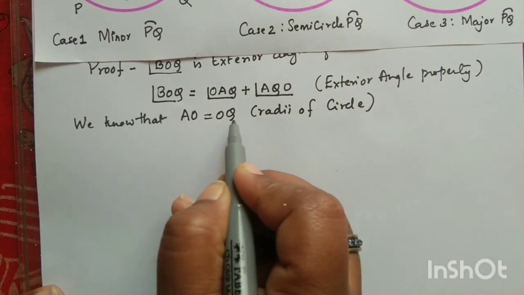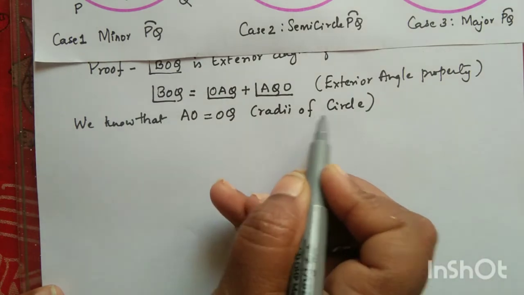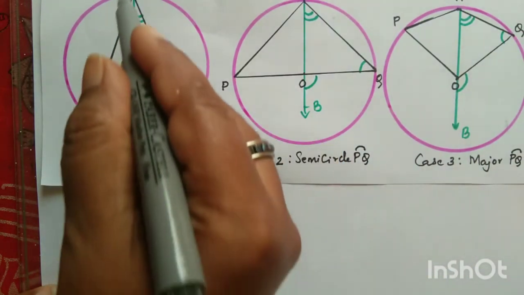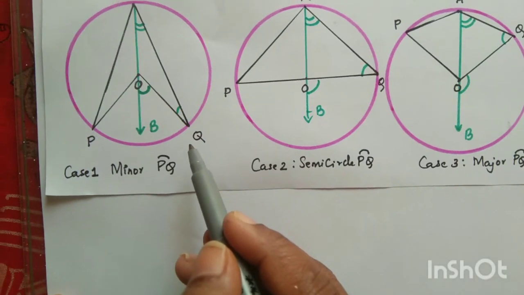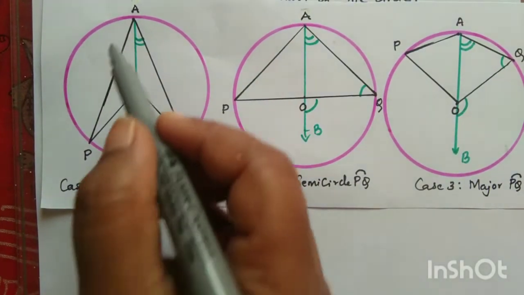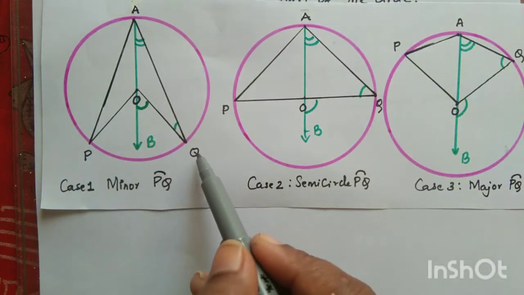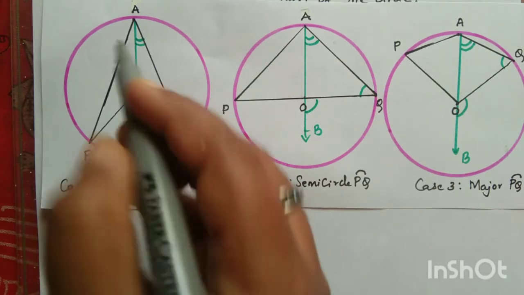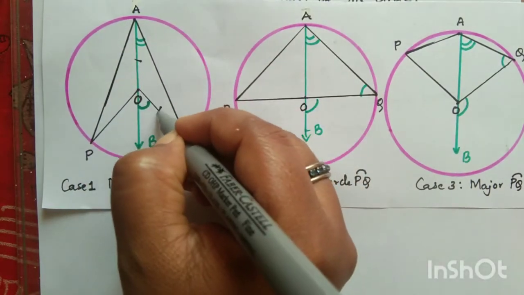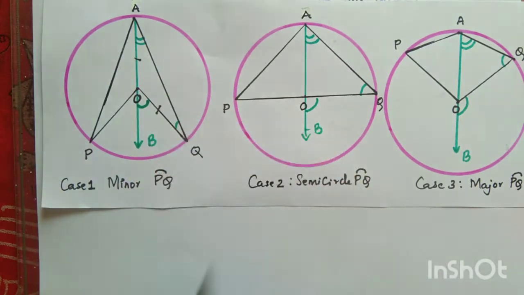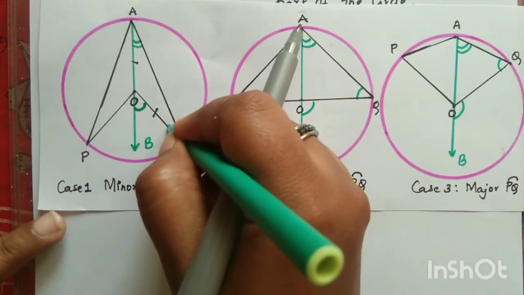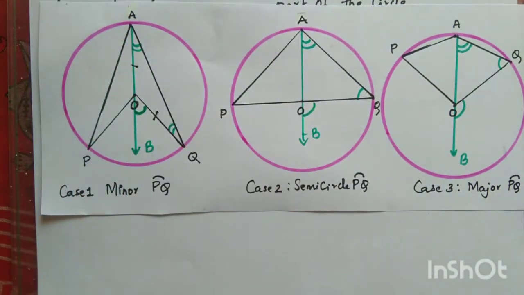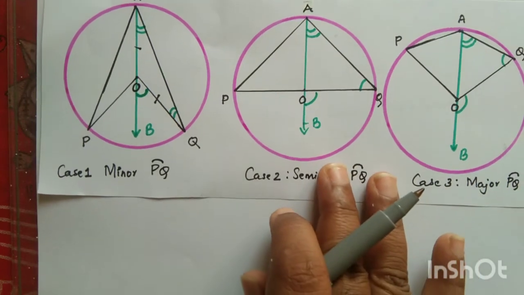AO is equal to OQ, so they are the radii of the circle. And once you show that these two, that is AO and OQ, are the radii of the circle, you can show that in triangle AOQ, since AO is equal to OQ, this becomes an isosceles triangle. And you know, in an isosceles triangle, if these two sides are equal, the base angles will also be equal. That means OAQ and OQA will both be equal. So we will make use of that here.